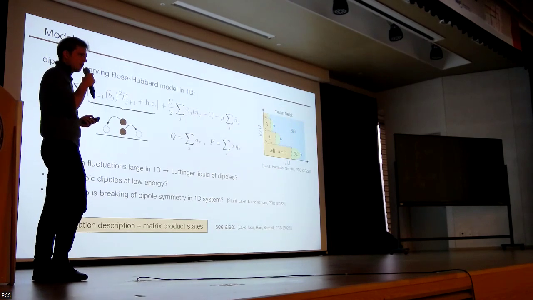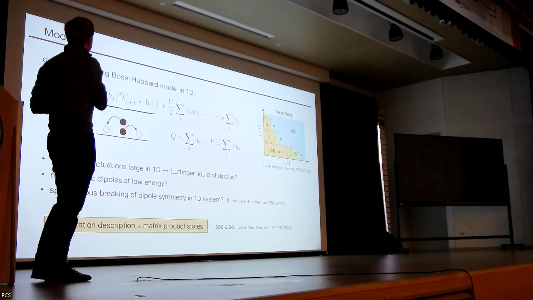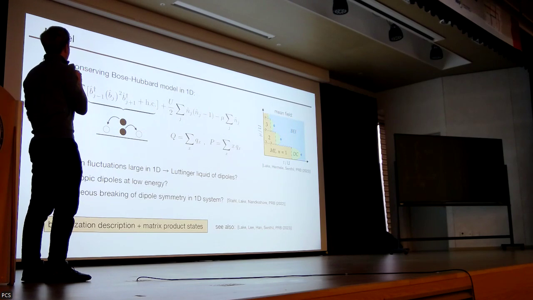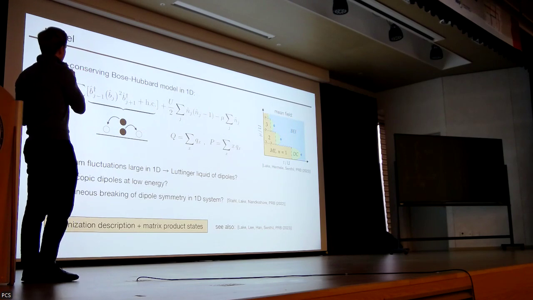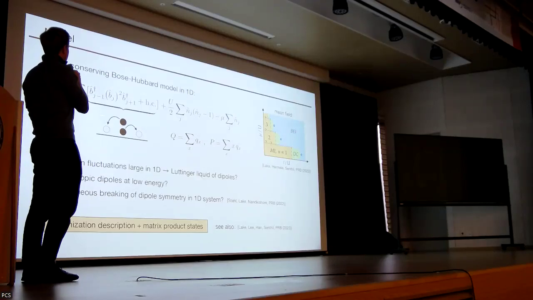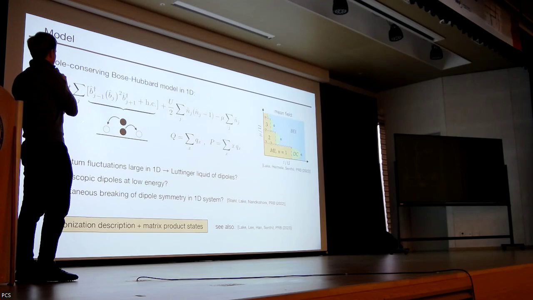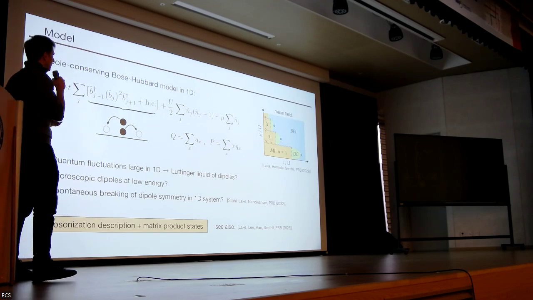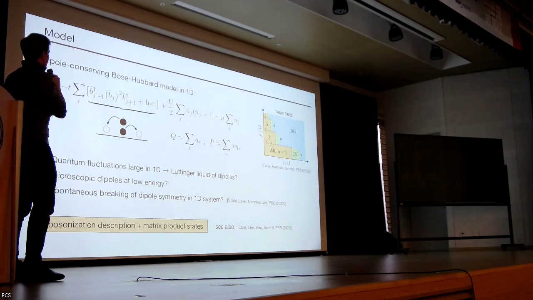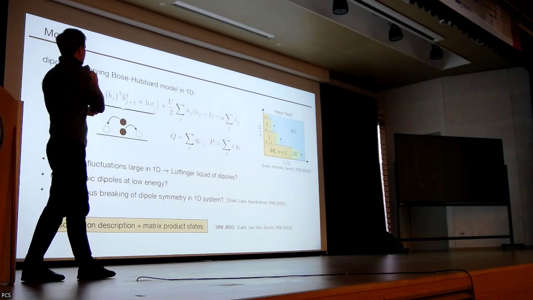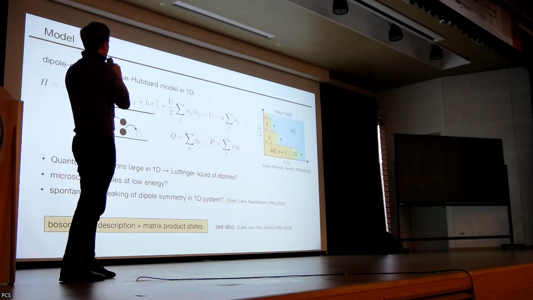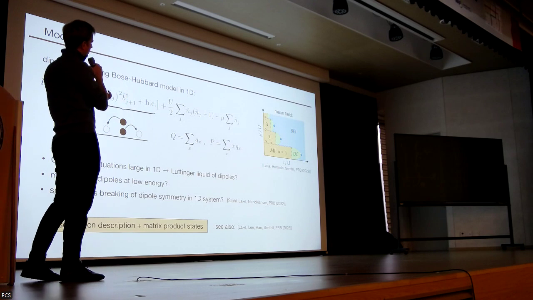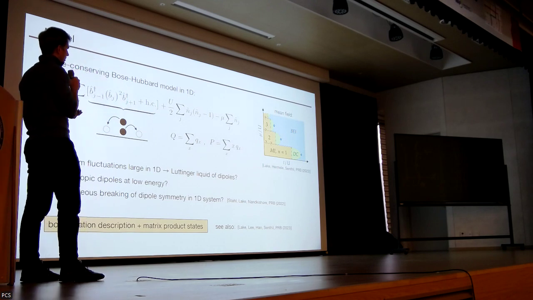And here's the concrete model that I want to talk about. This is a Bose-Hubbard model in 1D, which conserves the dipole moment. We have a one-dimensional chain, and the basic processes are pair hopping processes, where if you move one particle to the left, you also have to move another particle to the right in order to conserve the center of mass, or dipole moment, of the system. In addition to these correlated pair hops, we will have density interactions, contact interaction between bosons sitting on the same site, as well as a chemical potential.